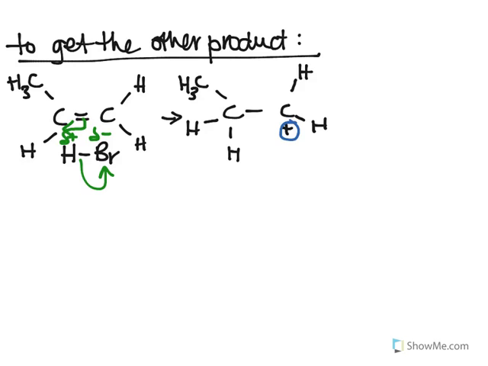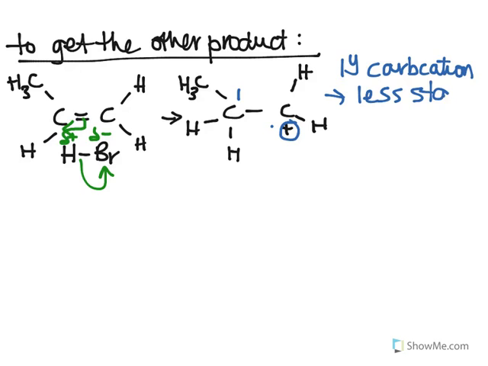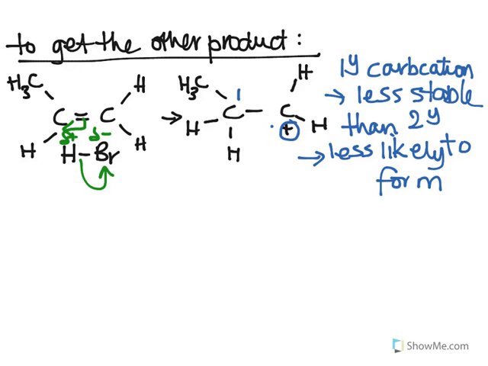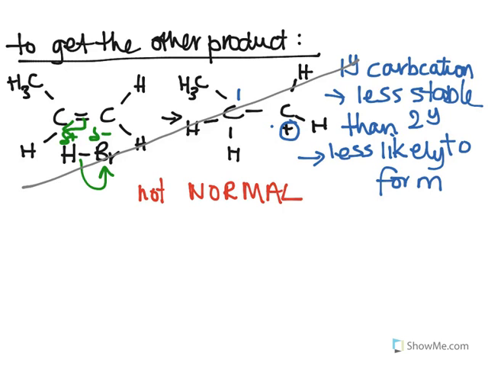Now we see that this carbon is attached to only one other carbon, making it a primary carbocation. This is less stable than a secondary one and is therefore less likely to form. So under normal conditions we don't get this. Let me stress, this is not normal. So normal laboratory conditions will not give us this, will give us the secondary carbocation.